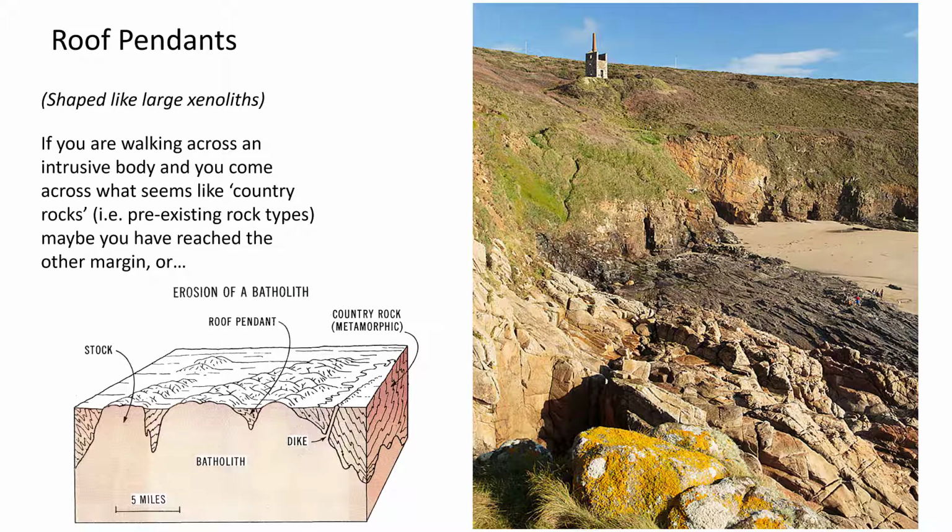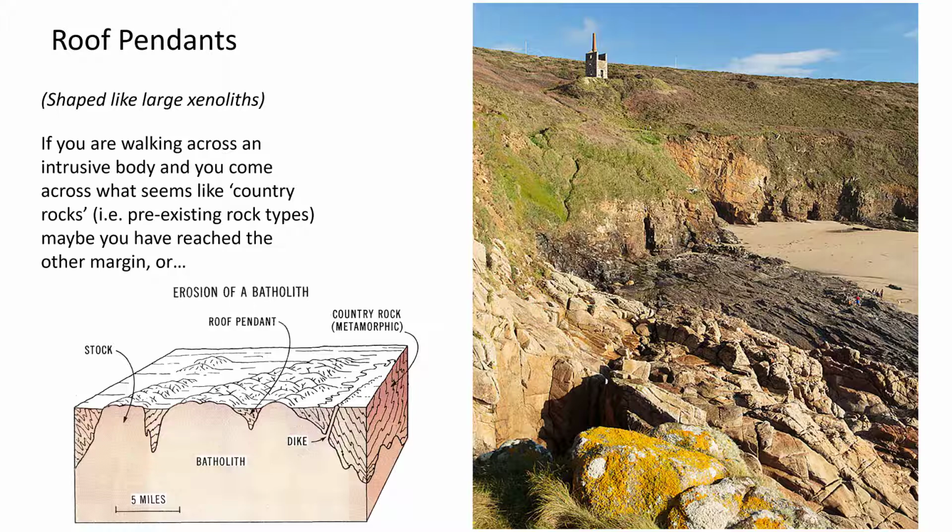Roof pendants are a neat feature that are from near the top of the plutonic intrusion or batholith. They're shaped somewhat like large xenoliths in outcrop. Like the photo example on the right, you can see some people highlighted there for scale. In this case, again from Cornwall, the dark colored rock, which is the roof pendant, is the slate, which is the original country rock. And then the slate roof pendant is surrounded by the younger intrusion of a granite, which is the lighter beige colored rock.